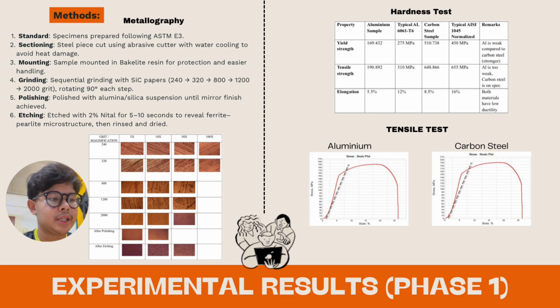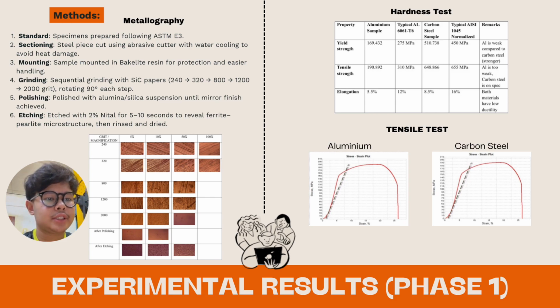The fourth step is grinding. Sequential grinding with SiC papers. We use the 240, 320, 800, 1200 and 2000 grit, rotating 90 degrees each step. The next step is polishing. Polish with alumina or silica suspension until mirror finish achieved. The last step is etching. Etched with 2% nital for 5 to 10 seconds to reveal ferrite pearlite microstructure, then rinse and dry. The diagram below shows a few pictures after the magnification from the 240 until the etching process.